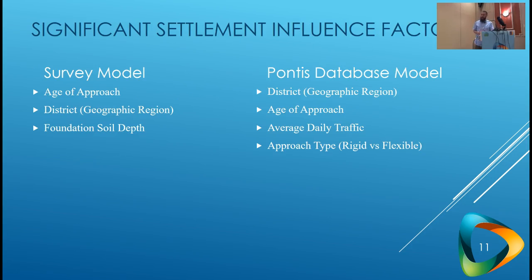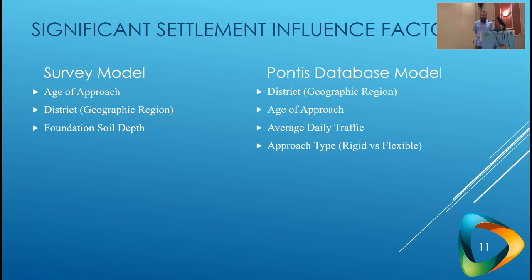So, one of our objectives was to look at what the factors are that influence differential bridge settlement in Kentucky. If you look at the major critical factors that came out of both these models, age of approach is common between them. The district or the geographic region is common between them. And then the foundation soil depth showed up in the survey model but did not show up in the larger maintenance record database model. Approach type showed up in the PONTIS database model.